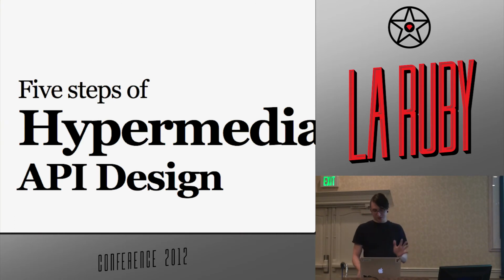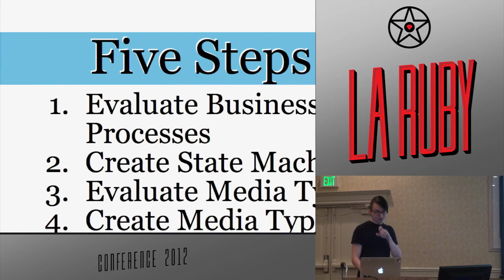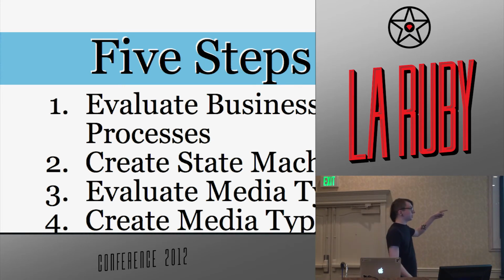So I'm going to try to make those the same, like design a Hypermedia API from scratch. So there's 5 steps, one of which is off the screen. Basically, you evaluate your business processes. What stuff do you want the API to actually do?